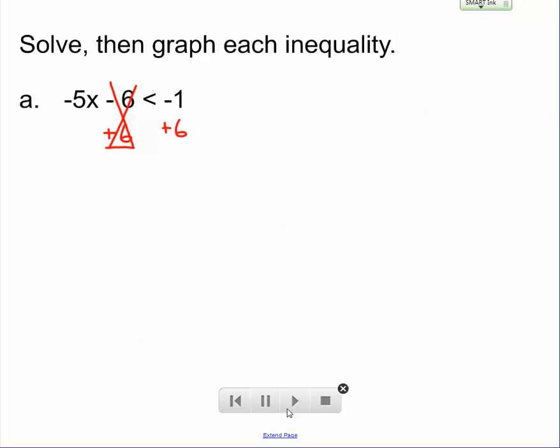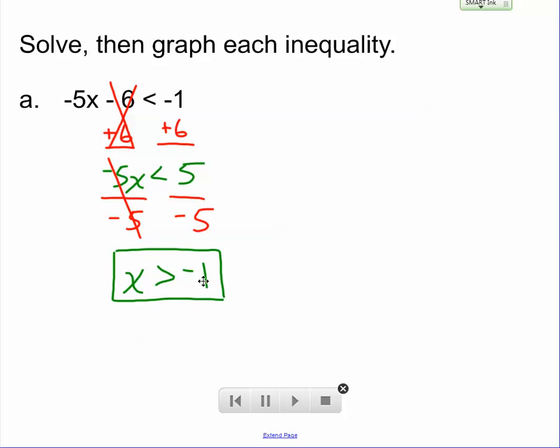I'm going to add 6 to both sides, so I can get negative 5x is less than negative 1. I'm sorry, 5. And then I'm going to divide both sides by a negative 5 to get rid of that negative 5 coefficient there. And that's going to give me x is greater than negative 1. That is the inequality. So look what happened. I added 6 to both sides. Nothing changed with the inequality. I divide both sides by negative 5. That's when I need to flip the inequality. So whenever you multiply or divide by a negative number, you have to flip the inequality.